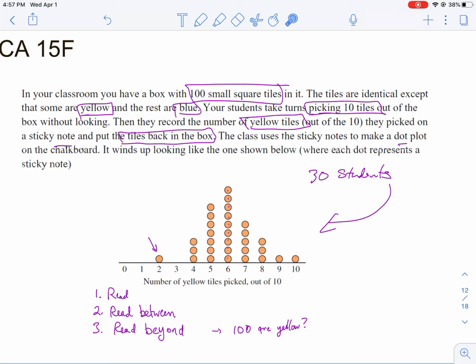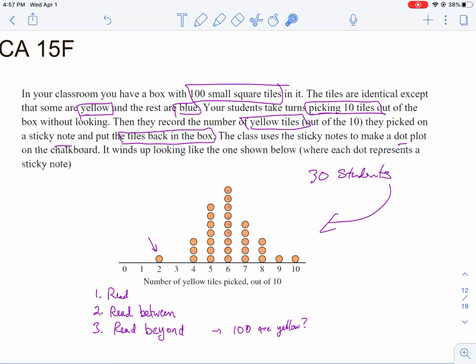Another read between the data is, how often were more than 7 yellow tiles drawn? They're going to have to look here and combine these, using addition, or maybe just counting. This would be a lower level read between, but it would still be read between because there's interpretation involved.